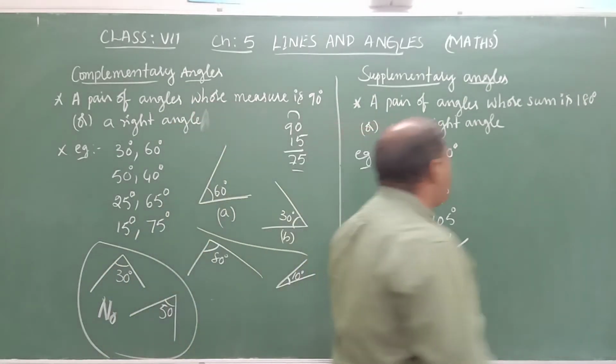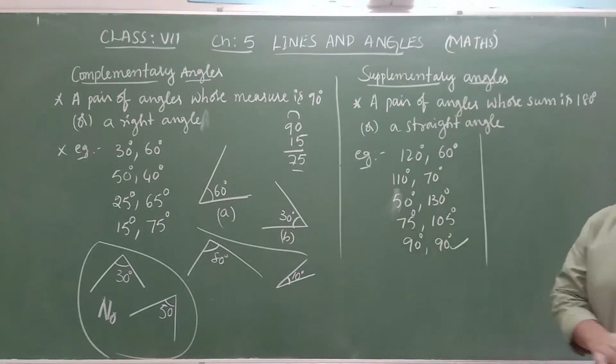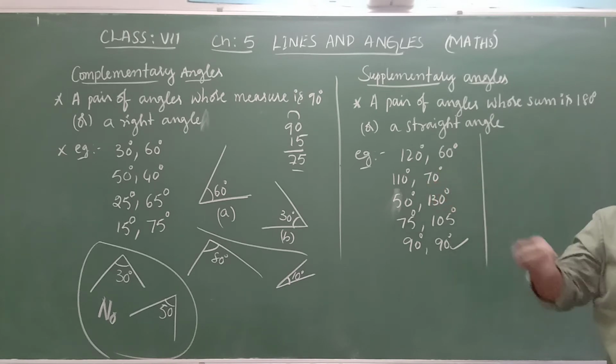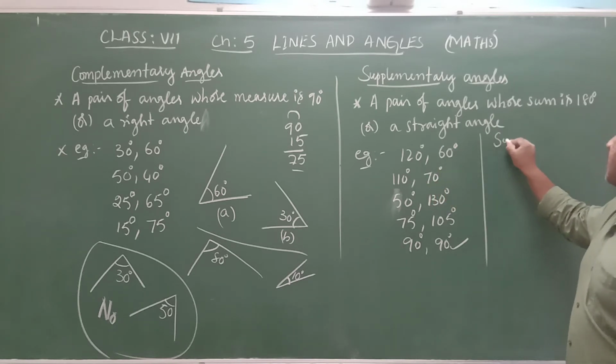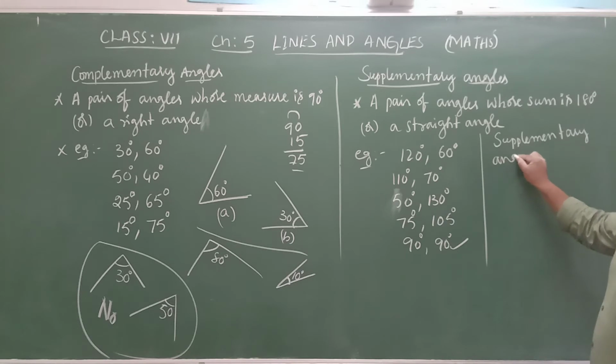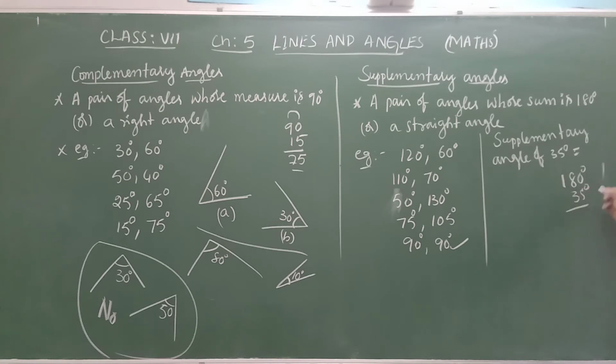How can we find the unknown supplementary angle? Again, that is by subtracting the known angle from 180 degrees. See here, the supplementary angle of 35 degrees is equal to what? This is the known angle. If you subtract it from 180 degrees, we will get its supplementary angle.